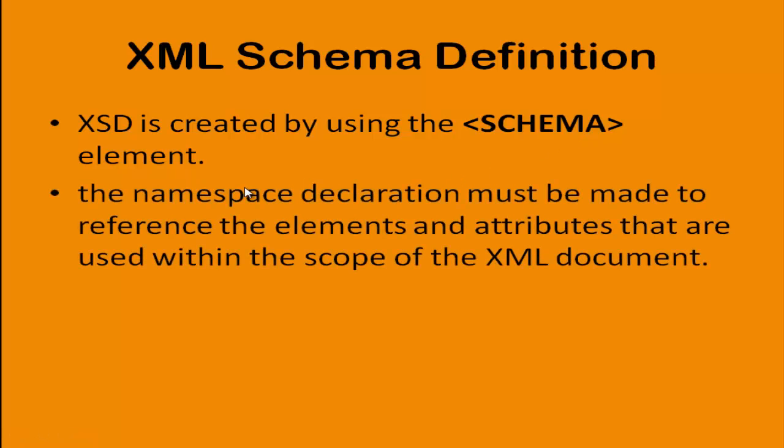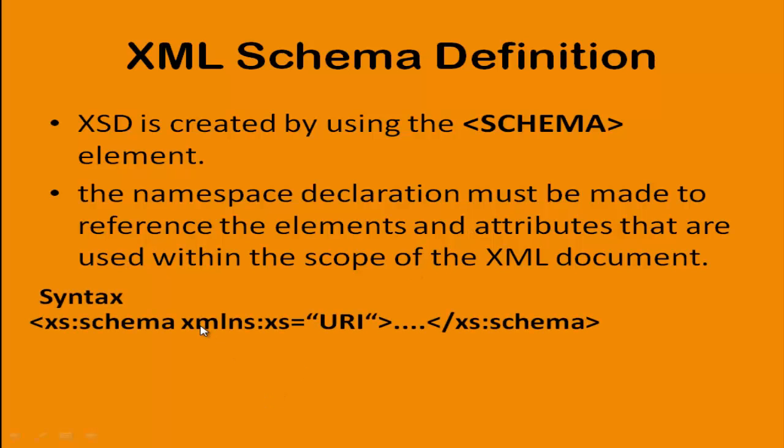The namespace declaration must be made to reference the elements and attributes that are used within the scope of the XML document. So it means that in an earlier video we saw about namespace. Why do we use namespace? In order to avoid name conflicts. Here in XSD also, in order to avoid name conflicts, we have the facility of namespace declaration. This particular namespace declaration will refer to the elements and attributes which are used in the XML document. So they are restricted only within that particular scope.